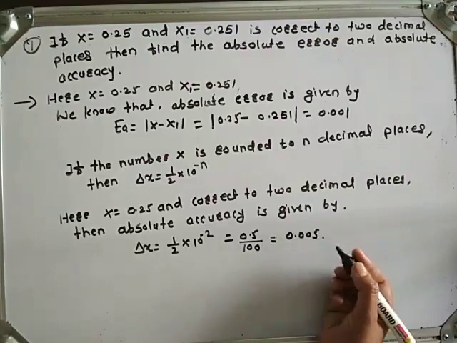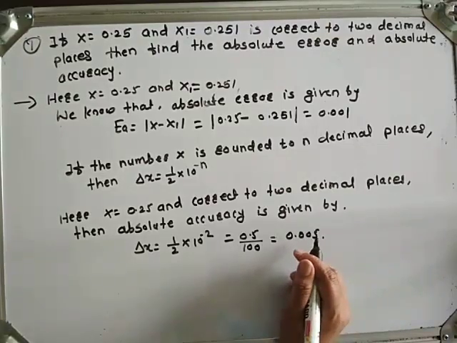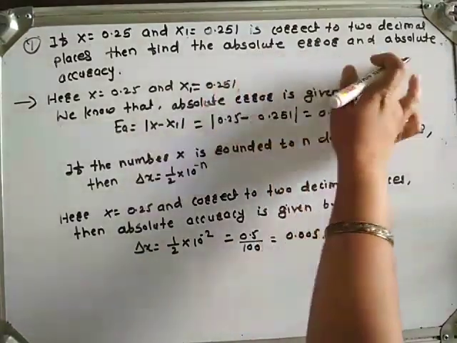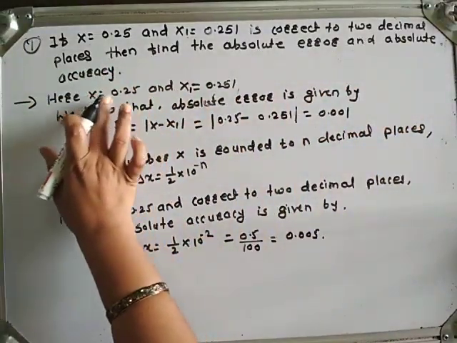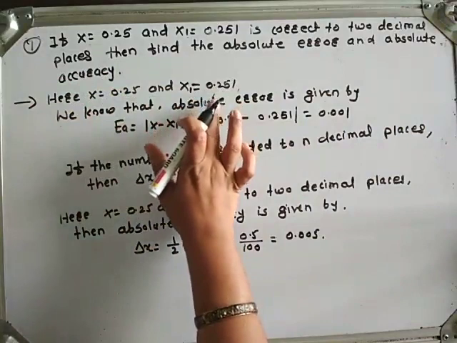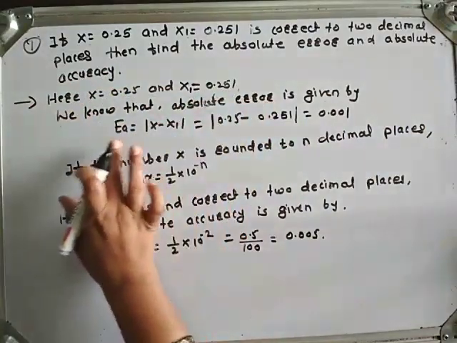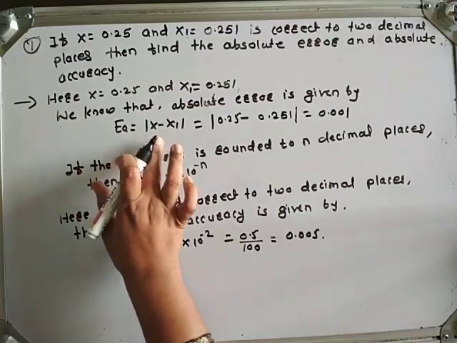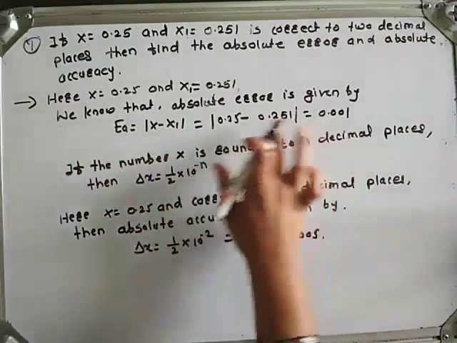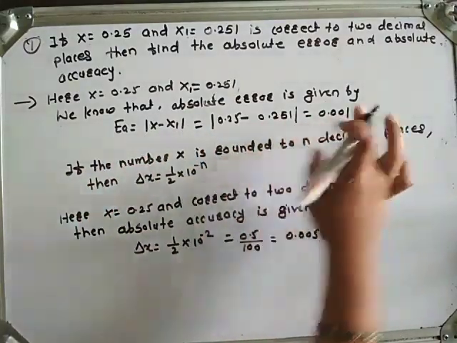0.005. See here, in this problem we have to find absolute error and absolute accuracy. Here x is 0.25 and x1 is 0.251. We know the formula of absolute error. Absolute error is equals to mod x minus x1. From this we get 0.01.